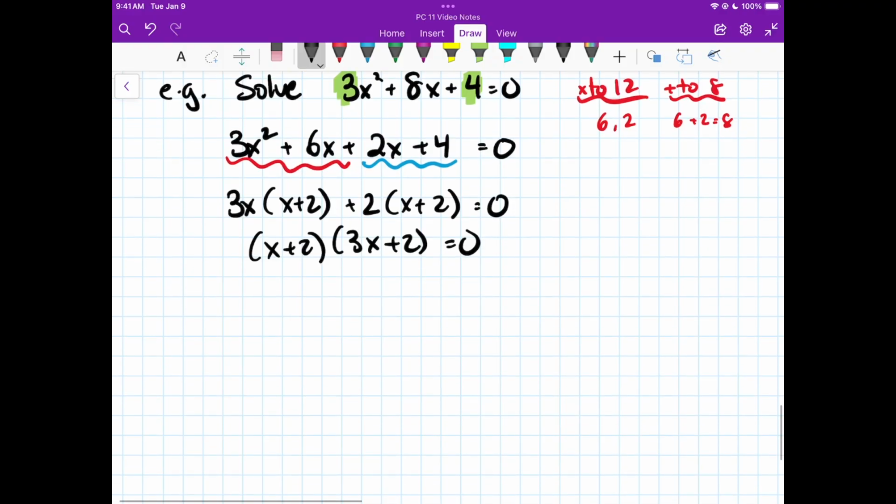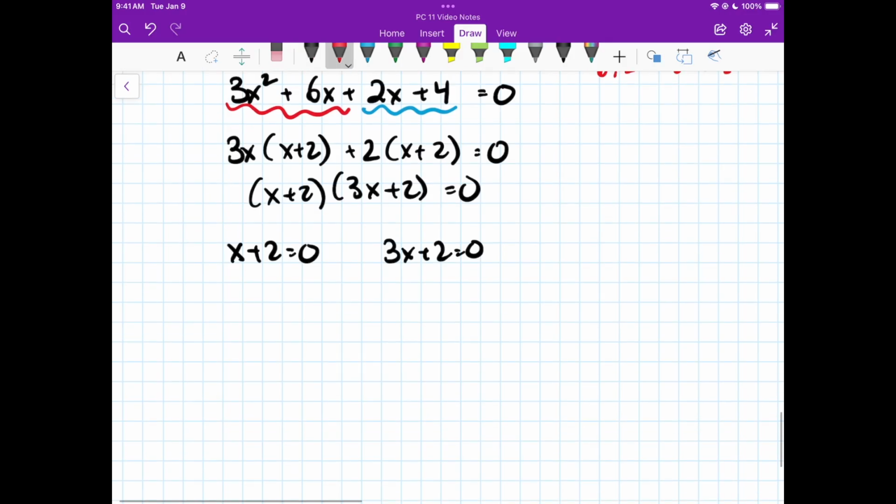And so if we break these up, we get x plus 2 equals 0 and 3x plus 2 equals 0, right? So remember, set up each individual factor equal to 0. And once again, we solve. So the one on the left is going to get us x equals negative 2. That's pretty straightforward. The one on the right, we've got to do a little bit more work now because there's a 3 and a 2 to deal with.